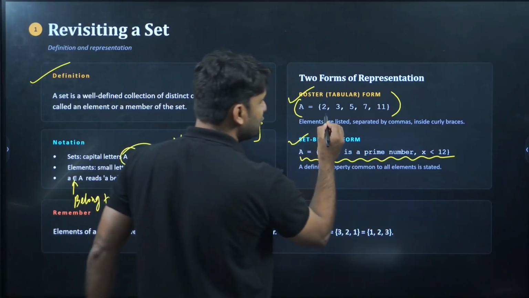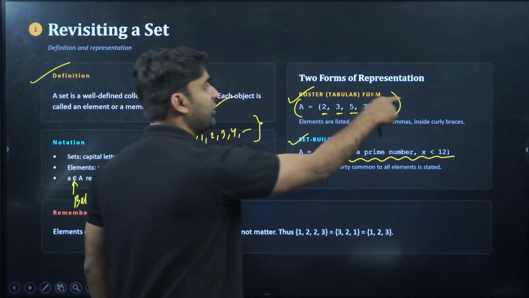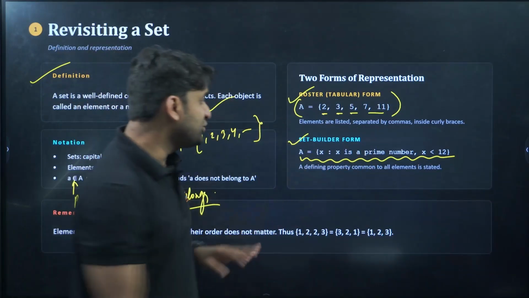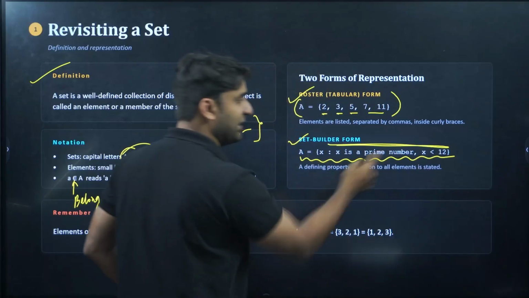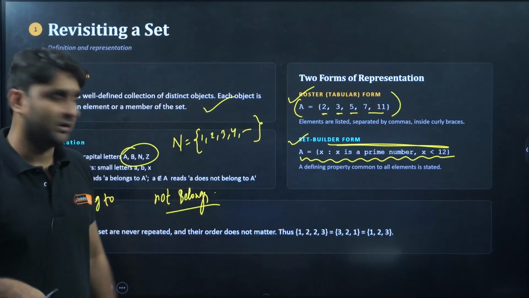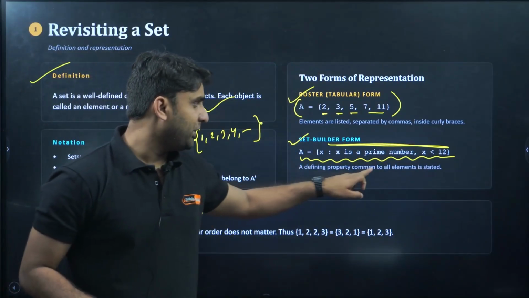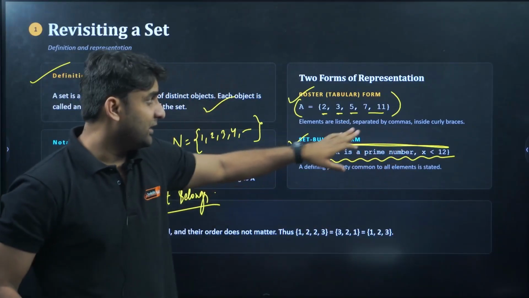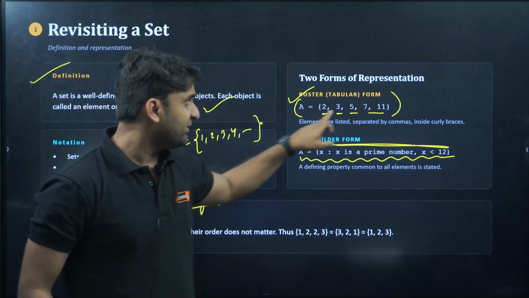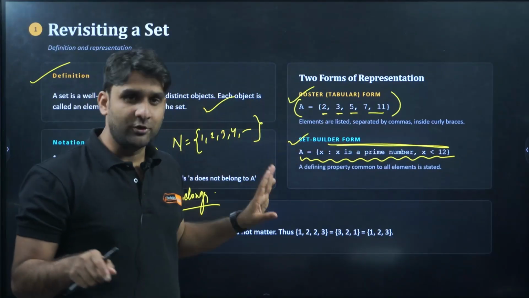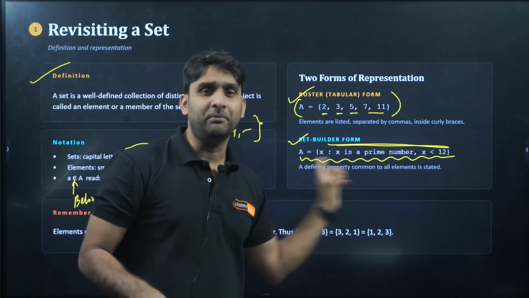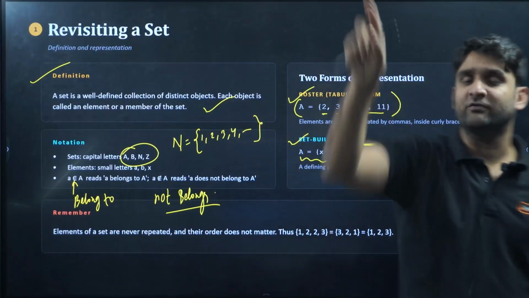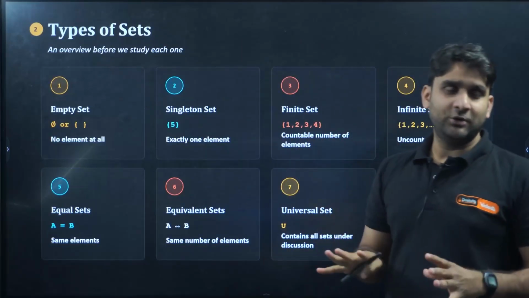When we show the elements with commas, this is called roster form, or we can say tabular form. And this is called set builder form, in which we have a pattern and information by using which we can write the roster form of the set. This is called a defining property common to all the elements. In roster form, elements are listed separated by commas inside the curly braces. The property format is called set builder form. Everything I have discussed in lecture number 1, so please go and watch lecture number 1. Okay, now let's talk about this video.